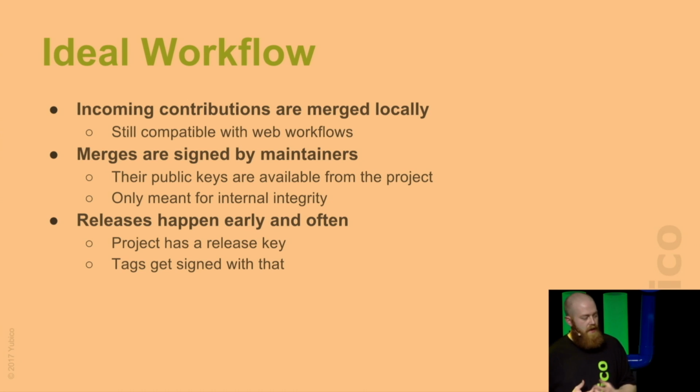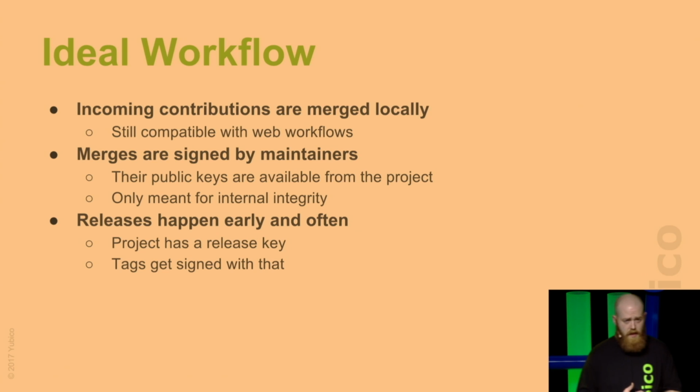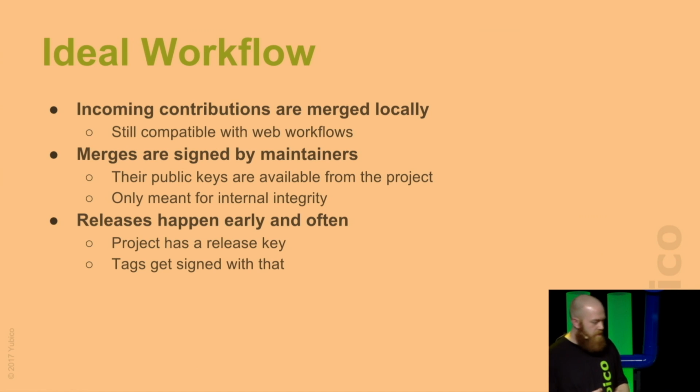Having the merge signed by the maintainers and having their public keys available in much the same way as we have the public keys for the project, and kind of define that as internal integrity of the project, so it becomes easier to tag the releases. You don't need to do any re-reviews or worry about grafting in the repository. And then, of course, that releases happen early and often, and that the project has a release key. So I only need to establish a trust relationship with one identity per project, not all of the maintainers. And of course that the tags get signed with that.